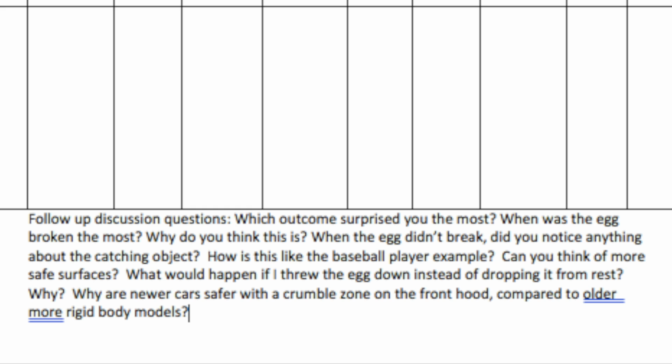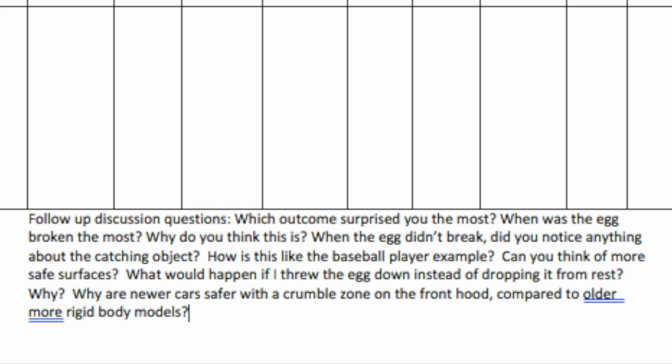Can you think of more safe surfaces? Grass. I wonder if rubber would be good. I know it would bounce. I don't know. A pillow, a mattress. What would happen if I threw the egg down instead of dropping it from rest? It would have a greater velocity when it reaches the ground, so it would be more likely to break.